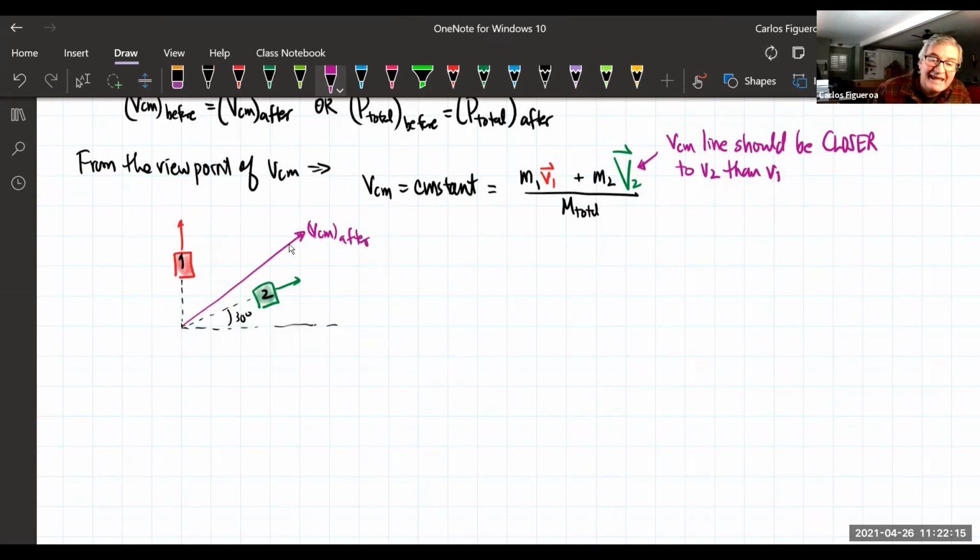But since it can't change, I can follow this back and just say, oh, I had a glob, right? Somebody left this mess kit out. And if they left that out in the sun, what we're seeing here is that this guy should be V center of mass before the explosion.